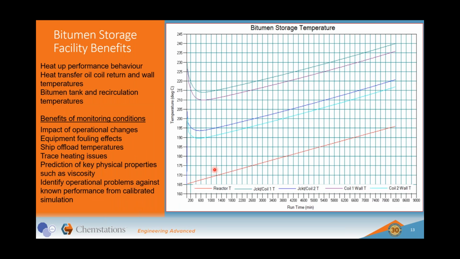That's the plots that we've run in ChemCAD. This is actually done out of ChemCAD here, these plots. So you can see the reactor temperature here. You can see the jacket temperatures and coil temperatures here, in and out temperatures here. And basically the benefits were we could check operational changes, we could check fouling, we could see the performance with variation in ship offload temperatures. We can predict key physical properties, and we can check general performance.